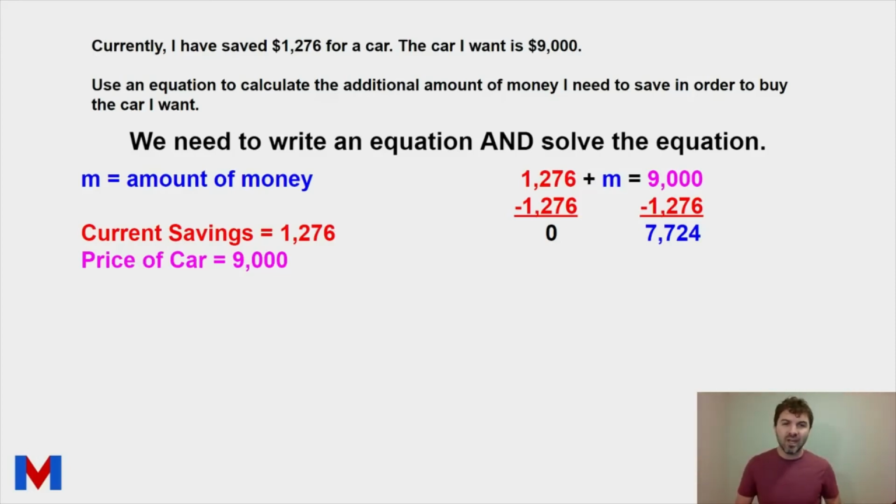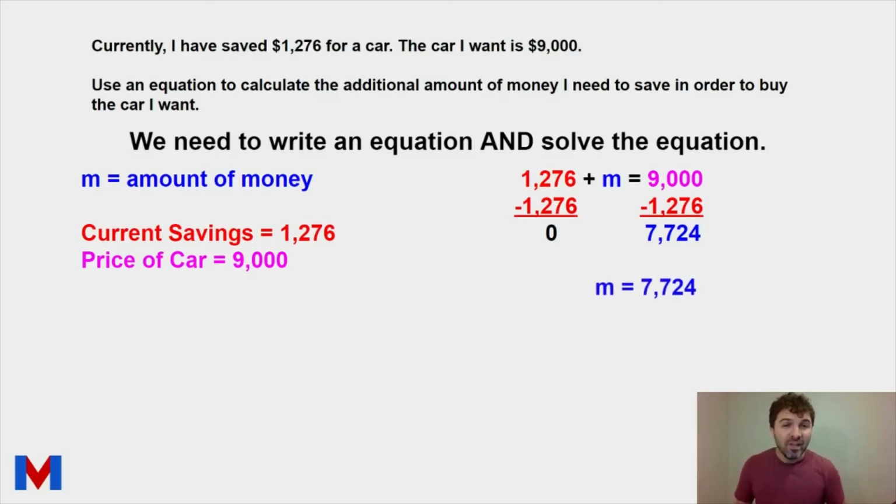Okay? And again, whatever I do to one side, I got to do the exact same thing to the other side. I can't just take away the $1,276 and leave it as just being gone, because that has to go somewhere. Okay? And you got to balance it out to make it go together. Okay? All right.